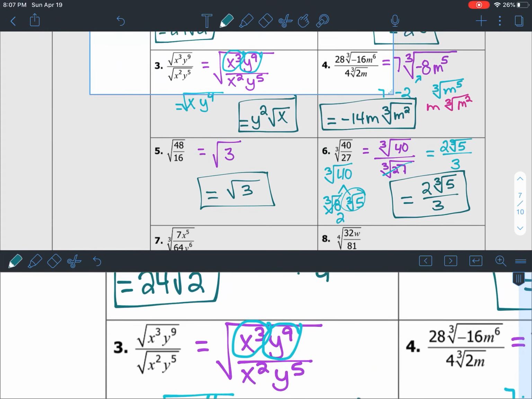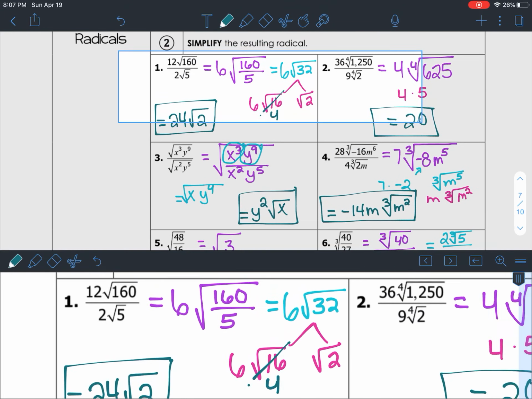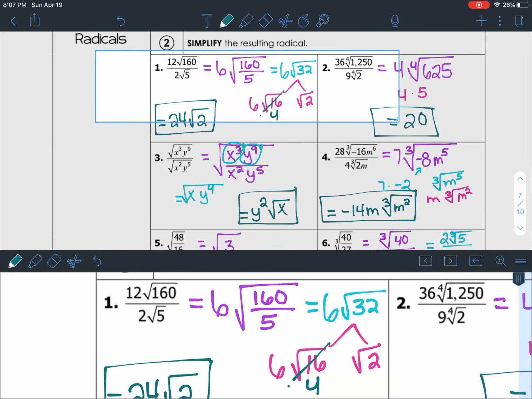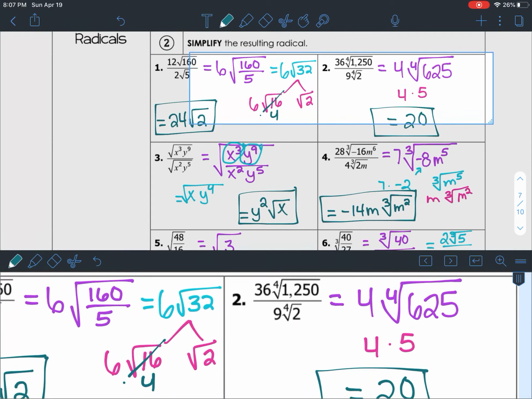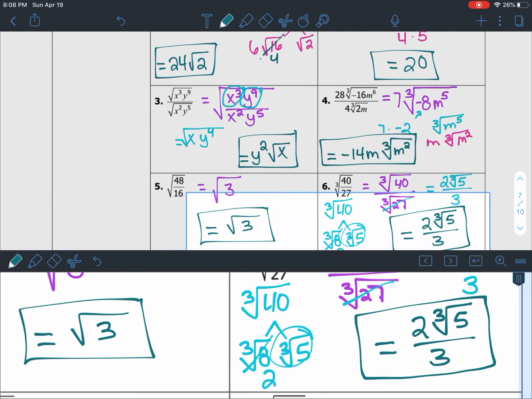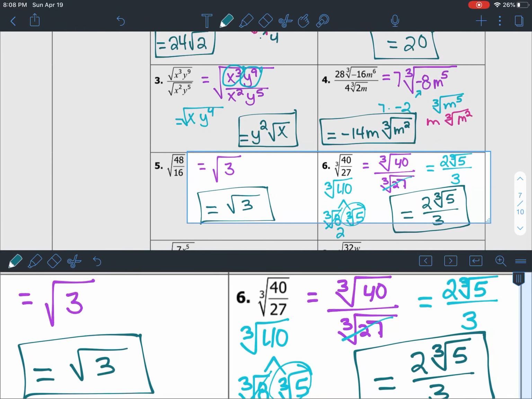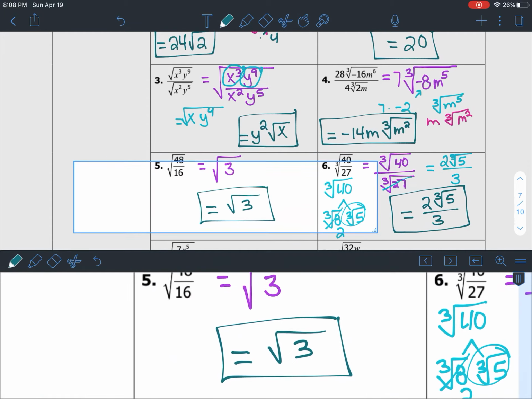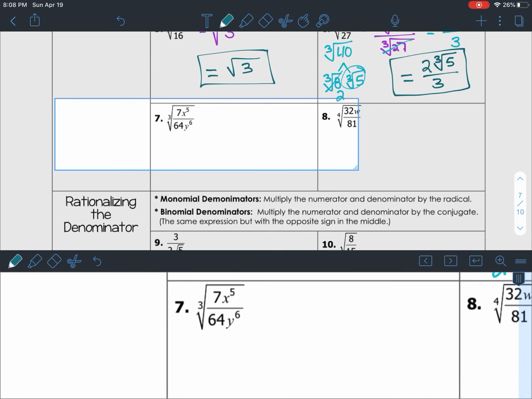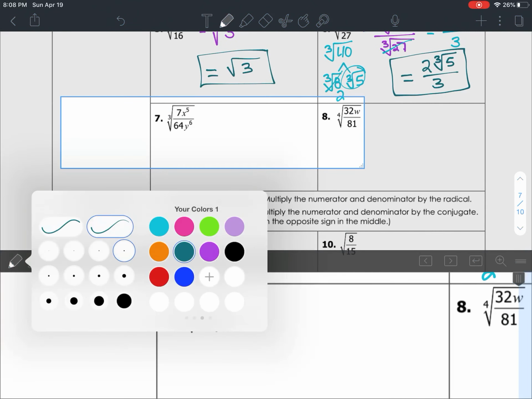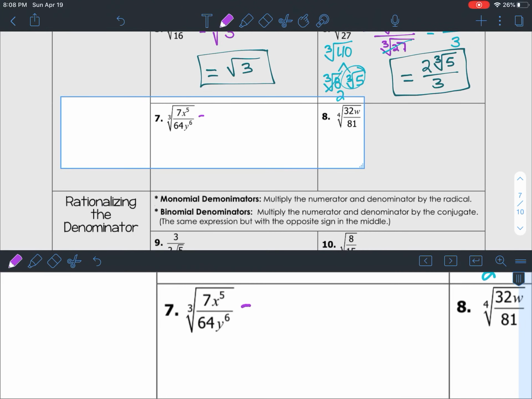So what makes this one different from the other ones is all of the above ones had numbers in common. So 160 and 5 had a number in common, and they divided into each other evenly. So 40 and 27 do not have anything in common. They don't divide evenly into each other, so we have to break it down a little bit more. A little bit of a similar thing is going to happen with this one.